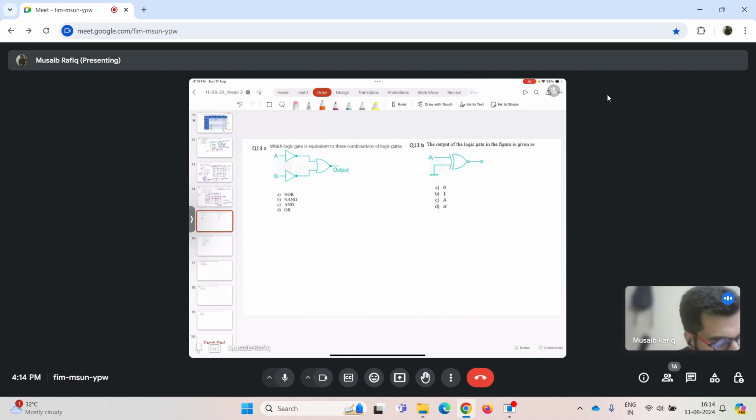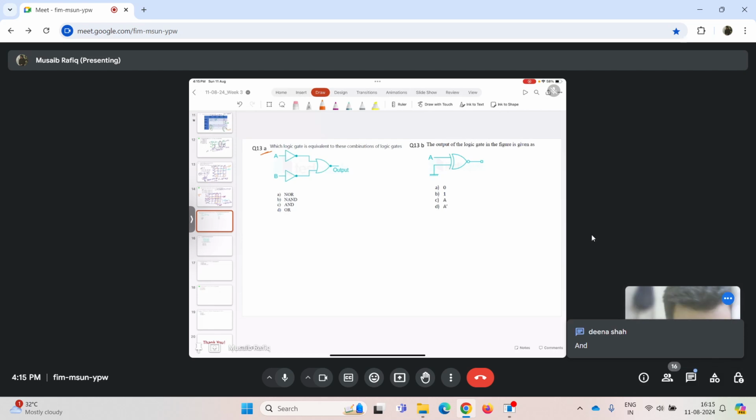Now, a simple question for you guys. This here states that which logic gate is equivalent to these combination of logic gates. So, we have A and we have B. So, this is A and B. Can anyone tell me what this is equal to? Part A. Yes, this is equal to AND gate.